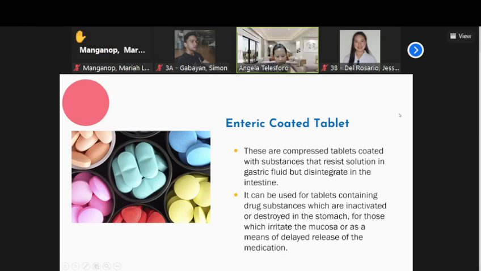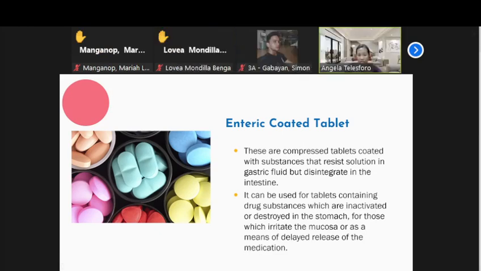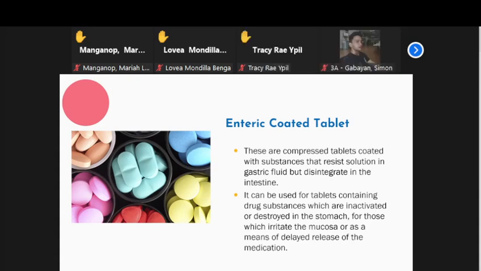Ma'am, omeprazole. Zakaria, you answer omeprazole. Ano ang coating ng omeprazole? Ano? Enteric-coated? Omeprazole is capsule, di ba? Capsule ba si omeprazole? Enteric-coated po, ma'am. Tablet? Omeprazole? Yes po, ma'am.